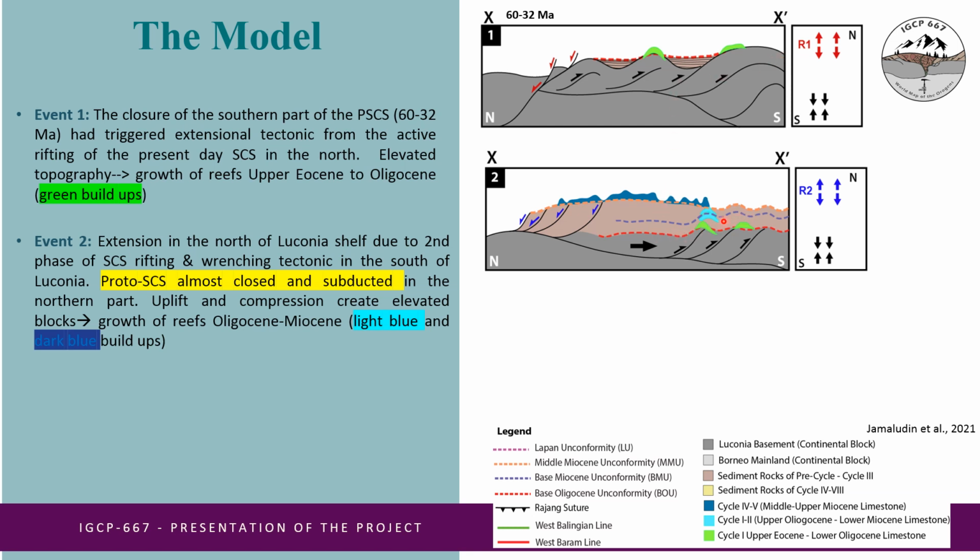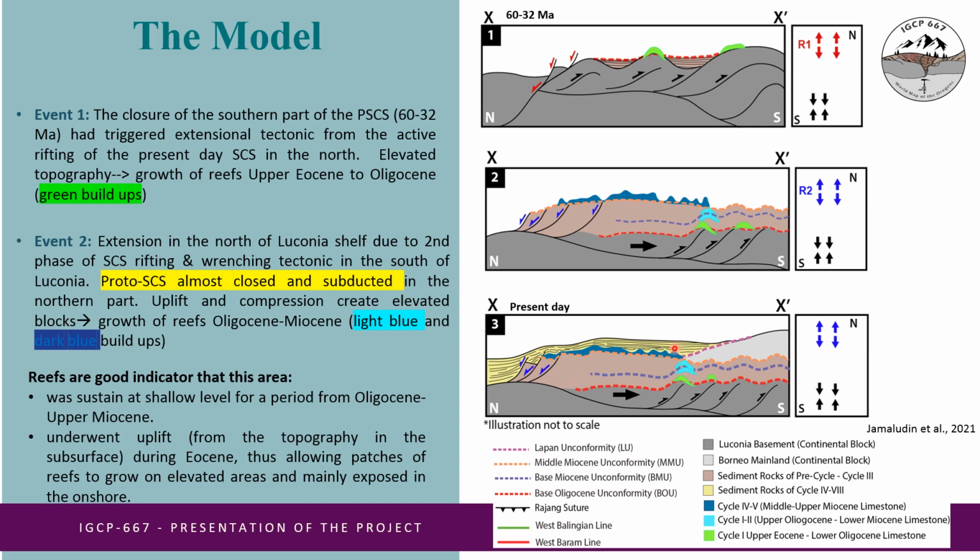And then when the growth continues in the southern part in patches, they are not connected because the tectonics was still continuously active at this time. But after the middle Miocene, the limestone starts to grow because tectonics stops. There's no activity. And finally, in the present day, we have clastic sediments covering all the carbonate build-ups, and they die. So reefs are a good indicator in this area to show that this area was sustained at shallow level for a period from Oligocene to Upper Miocene, and it underwent uplift from the topography in the subsurface during the Eocene, thus allowing patches of reef to grow on elevated structures.